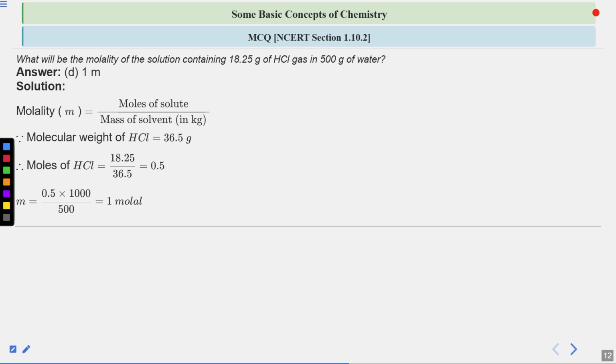How do we calculate the molality? To calculate molality, we will divide moles of solute, which is 0.5, by the mass of solvent in kg. So 500 grams; to convert it into kg, we have to divide it by 1000, which will give you 1 molal as the correct answer. Moving on to the next question.